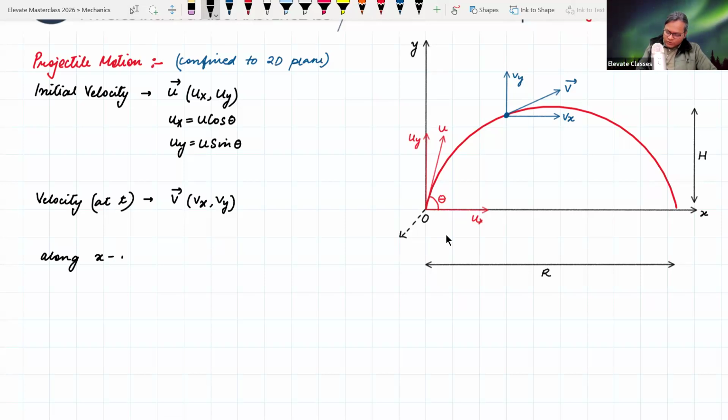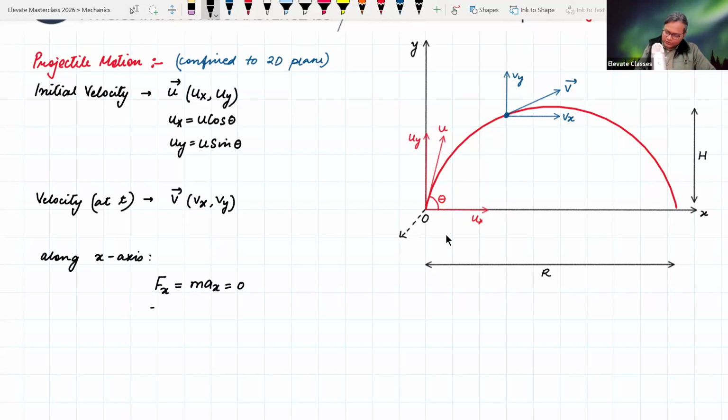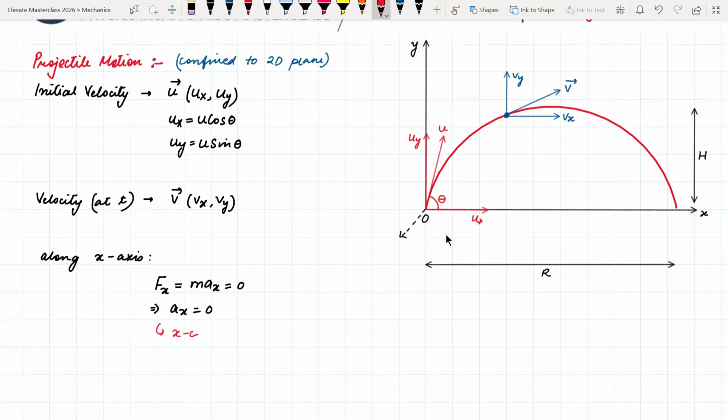First of all, let me look at the x-axis. So if you look at the x-axis, what is the force along the x-axis? What is fx? fx is 0, sir. max is equal to 0. So what does that mean? ax is equal to 0, which means no change in velocity along the x direction.